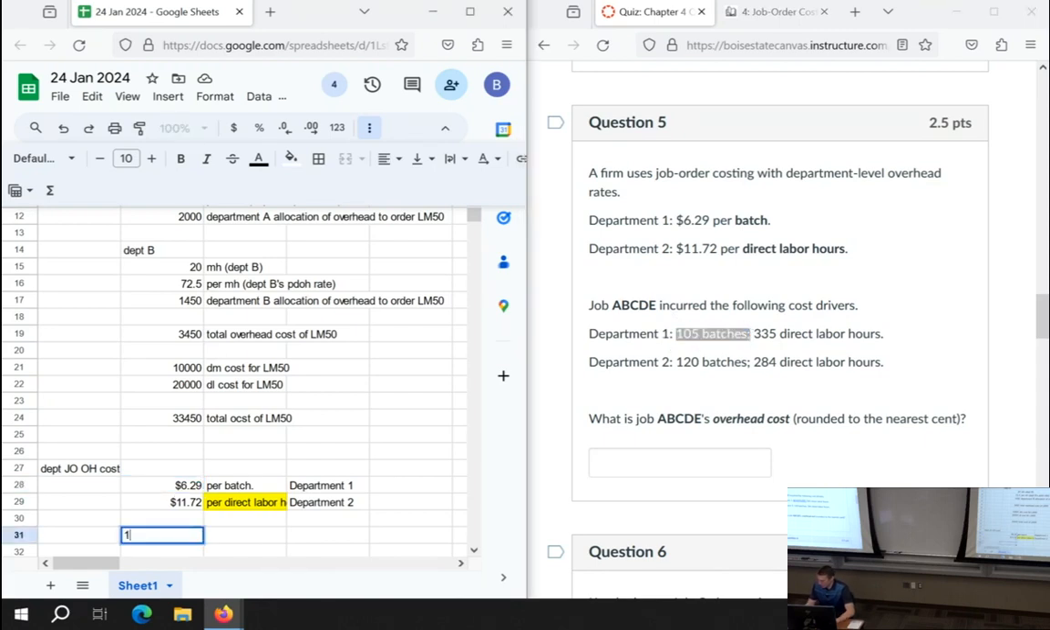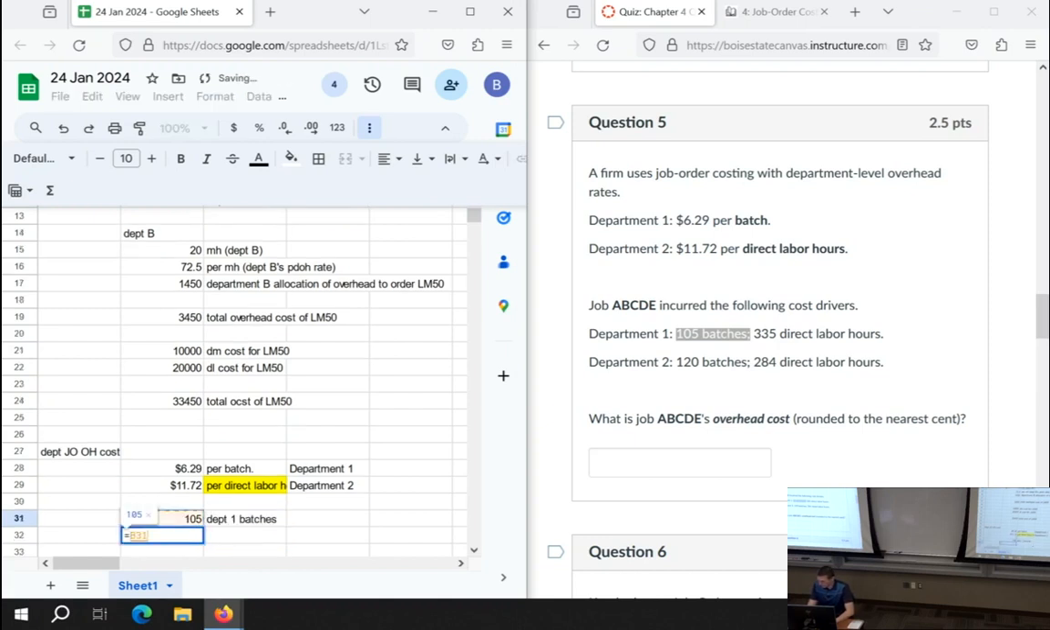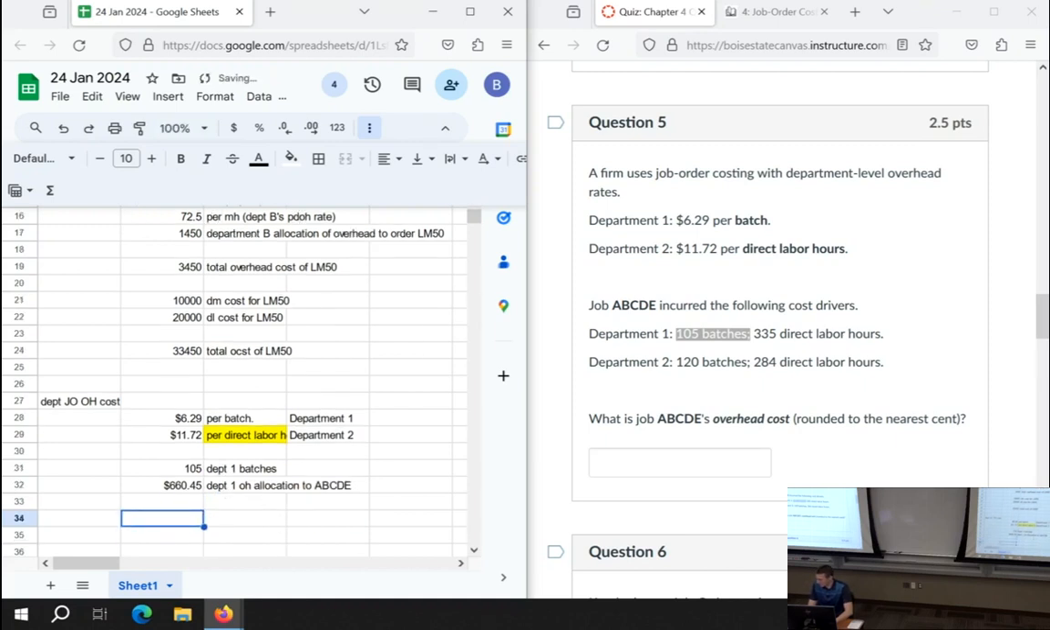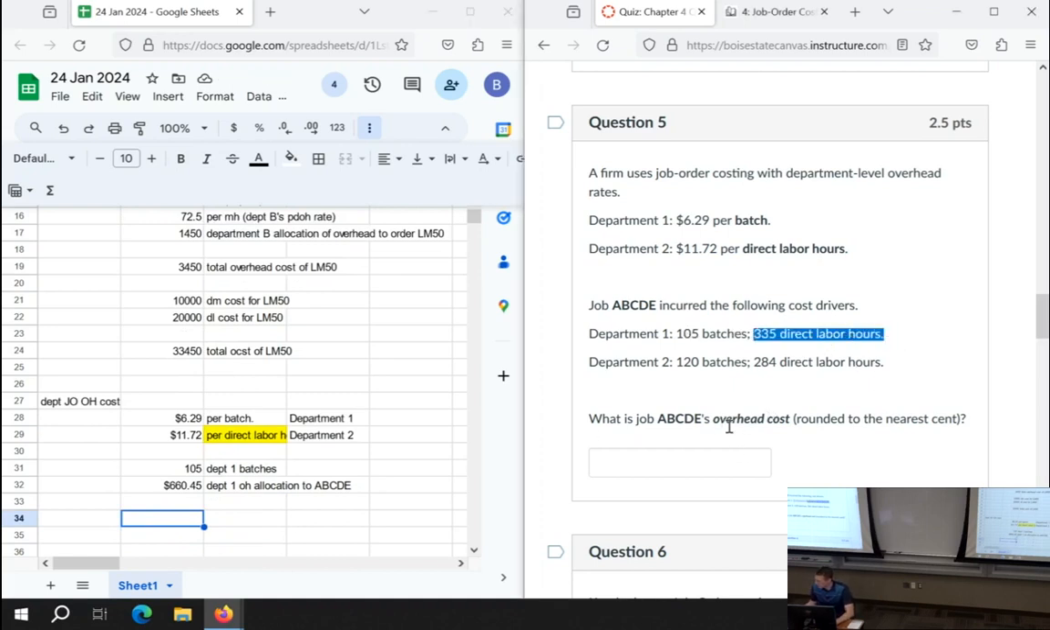So I'm going to multiply that by the 105. That's department one batches right there. And that should be department one overhead allocation to absentee. All right. And I can ignore direct labor hours in terms of just overhead cost. It doesn't matter. My cost driver is this alone. This, forget about it. I toss it out the door.